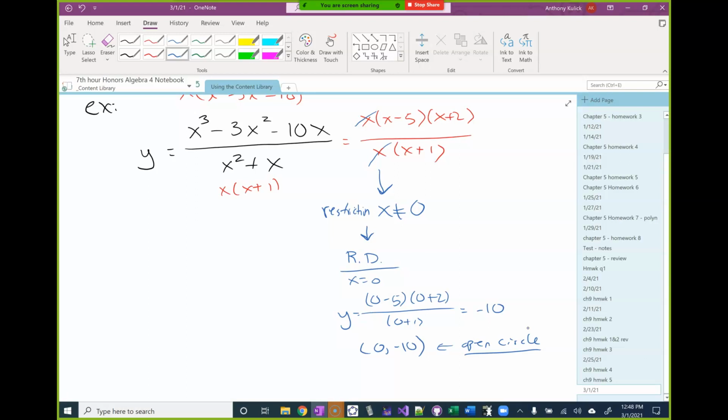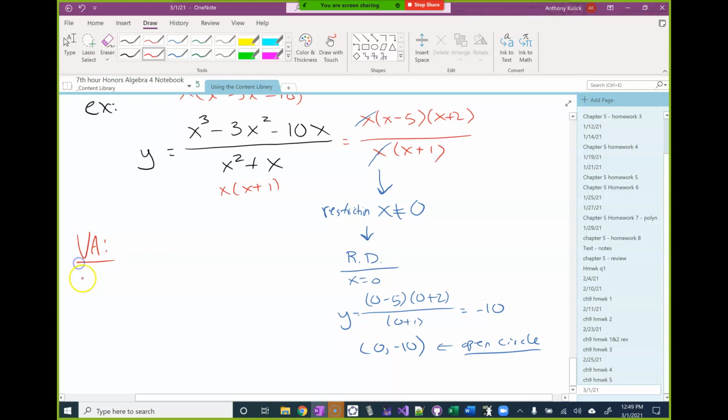Okay? So again, if you're able to reduce, which happens infrequently, but every once in a while you can, and a restriction is caused by that reducing, that creates a removable discontinuity. The x-coordinate is the x-coordinate for any restrictions. To find the y-coordinate, you plug it into the reduced function. Is that okay? First time that's happened for us, but it's not a big deal, but you've got to be careful about it.